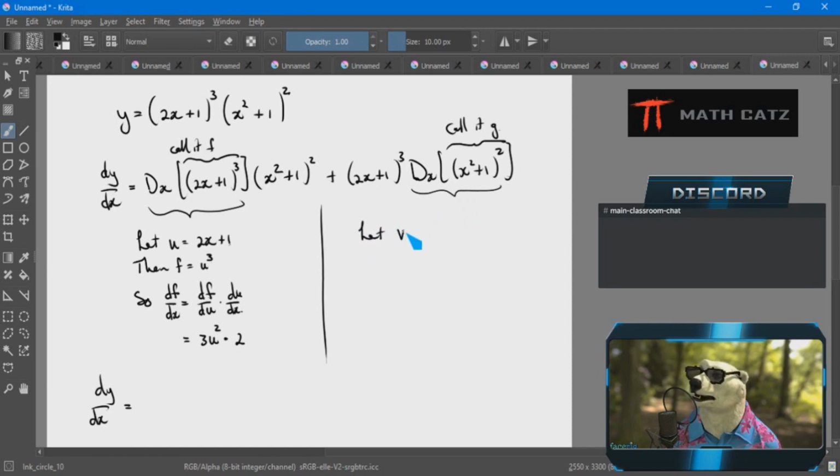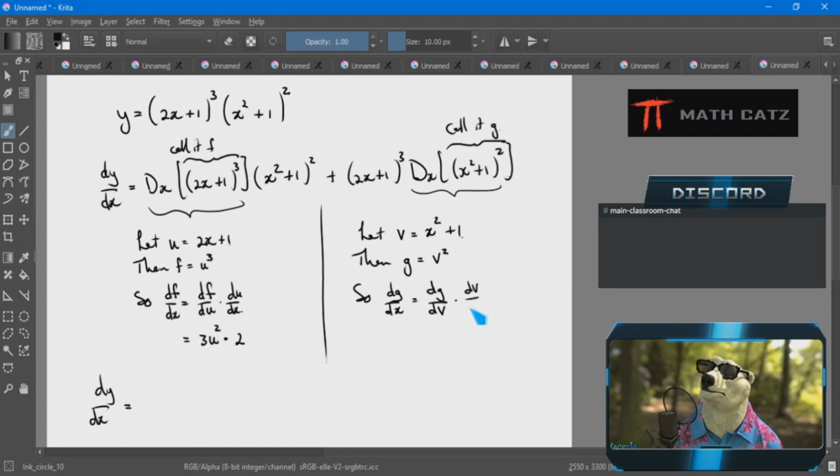This one maybe. Let's call it the inside function v. I can't use a u, right? I've used u already. It's a different inside function. Then g is v squared. Still pretty straightforward. And so my chain rule is helping me find the derivative of this g portion as the derivative of g with respect to my inside function times the derivative of the inside function with respect to x. Clearly just a 2v times 2x. Quite straightforward. The product rule helped me to isolate the pieces.